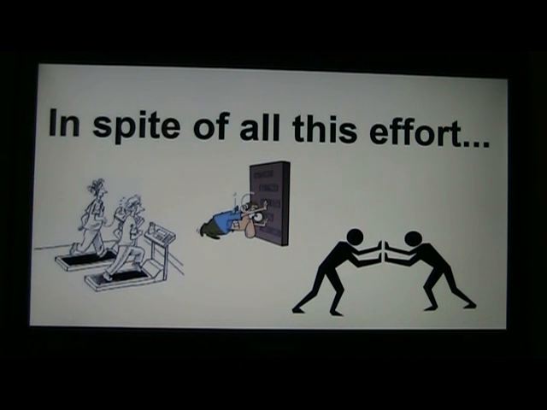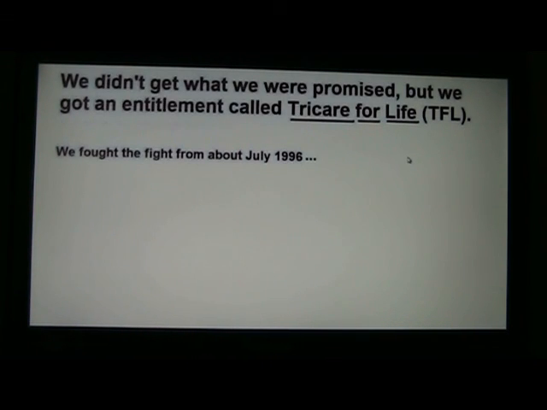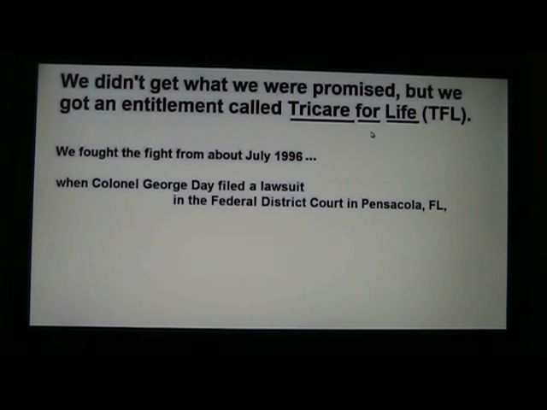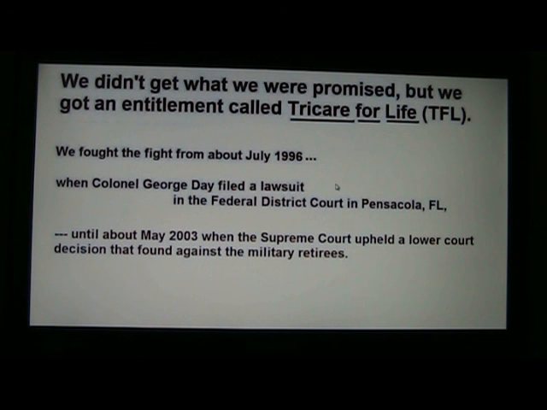In spite of all this effort, we didn't get what we promised, but we did get an entitlement called TRICARE for Life. We fought the fight from July 1996, all during the Colonel Day lawsuit, until 2003 when the Supreme Court upheld a lower court decision that found against the military retirees.